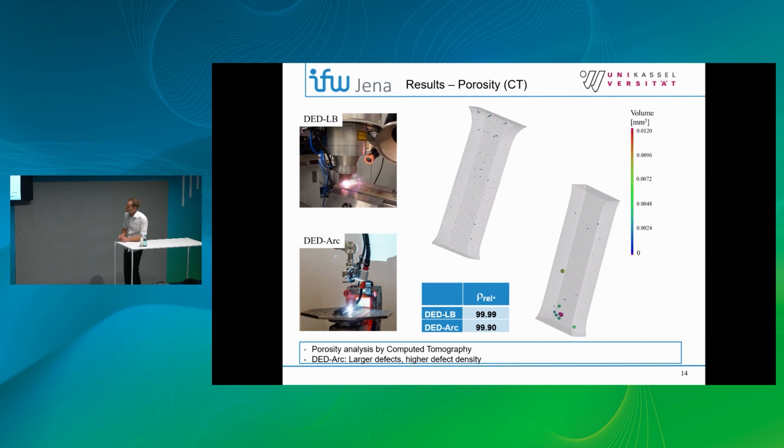Further, of course, we analyzed the porosity using computer tomography. What we see here is that the relative density is relatively high, but the DAD arc material shows larger defects and a slightly decreased relative density compared to the DAD LB material.